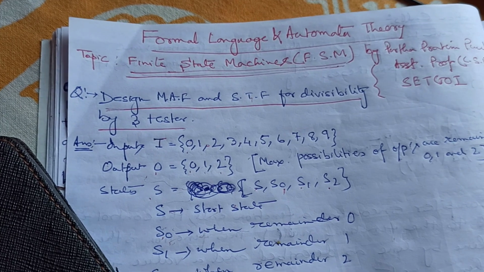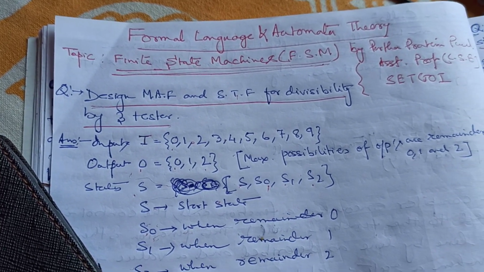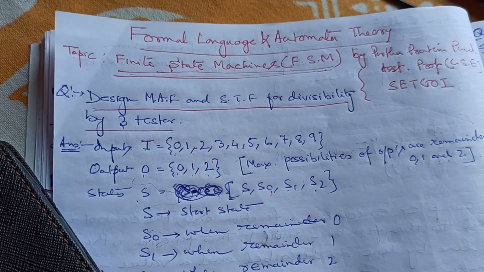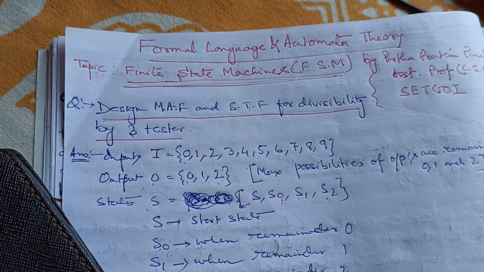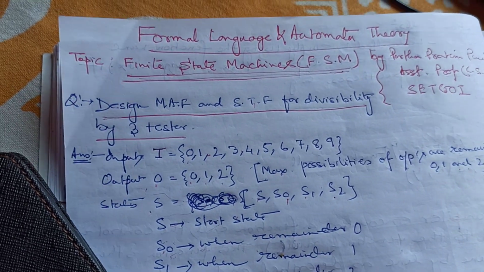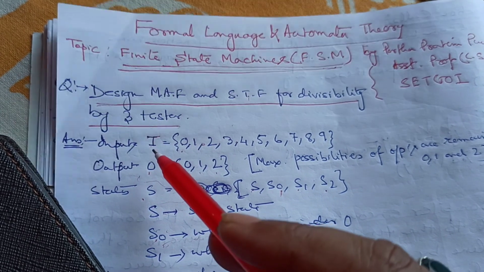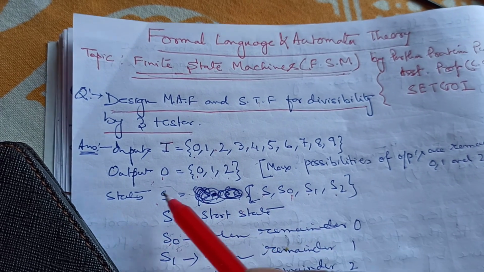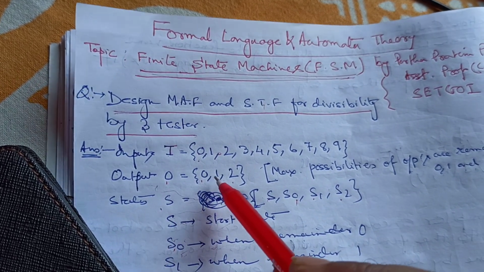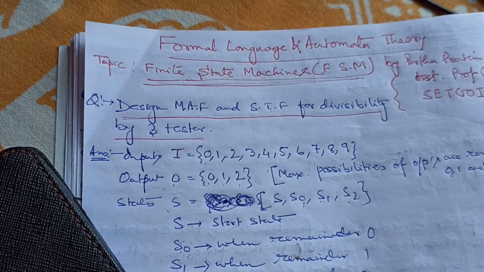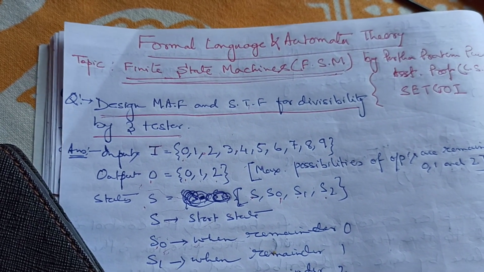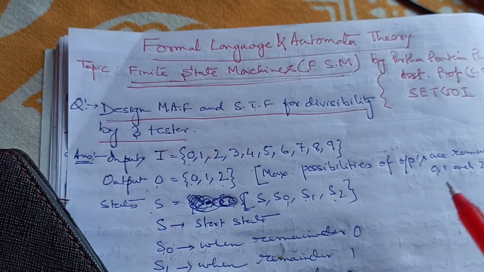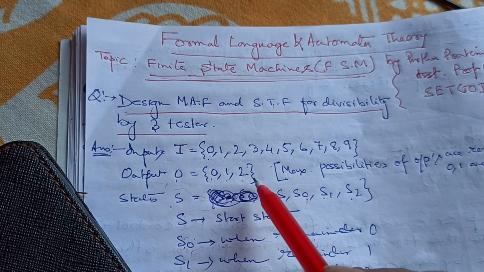Okay, so first, any decimal number can be formed using 0, 1, 2, 3, 4, 5, 6, 7, 8, 9. That means from 0 to 9 we can form any decimal number. That is why we are taking the inputs as 0 to 9. And what are the possible outputs? 0, 1, 2. Why? Because if you divide any decimal number by 3, the possible remainders are 0, 1 and 2. That is why the possible outputs are 0, 1 and 2.